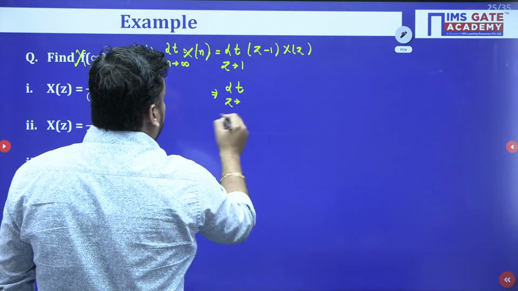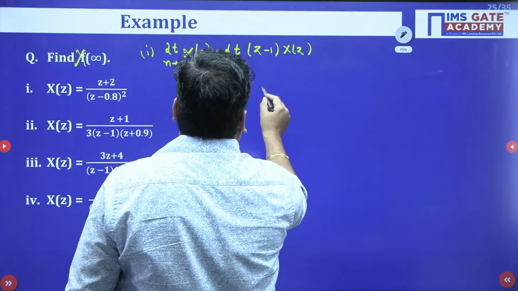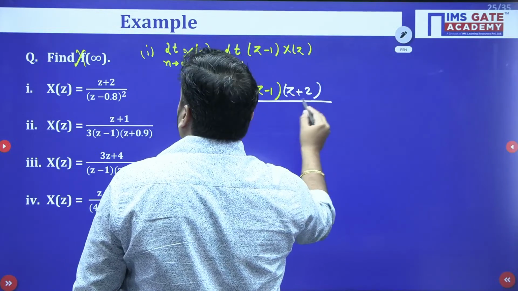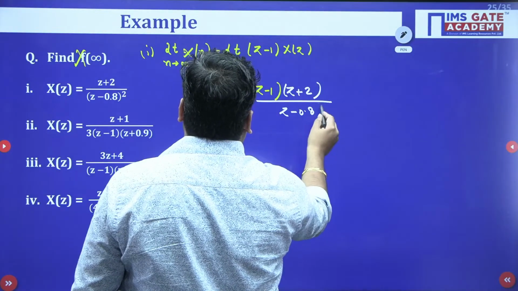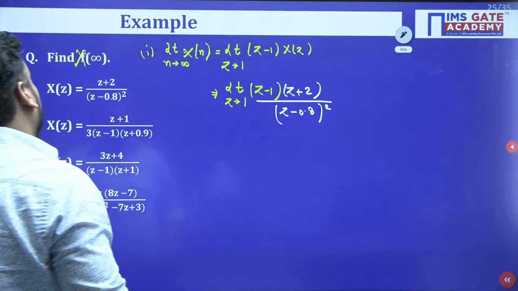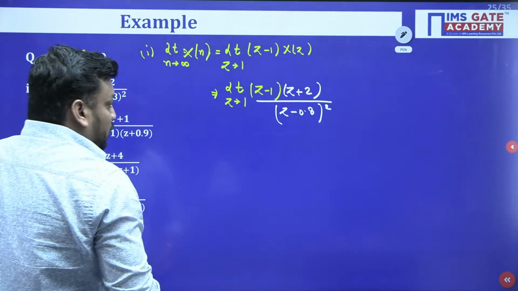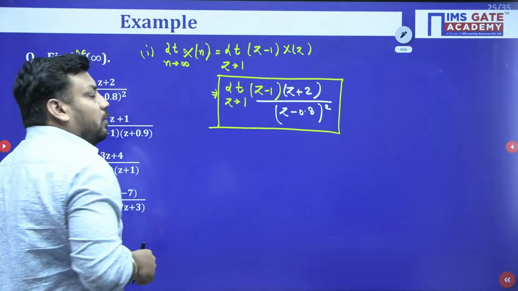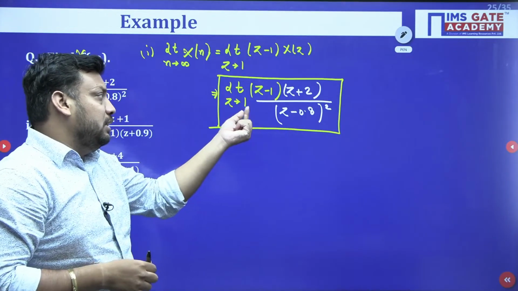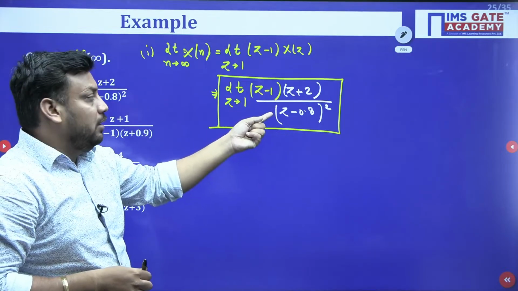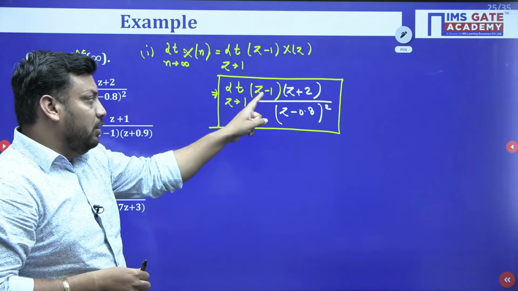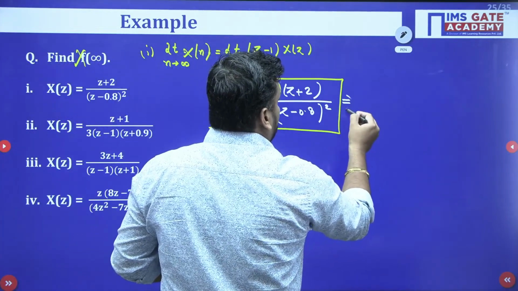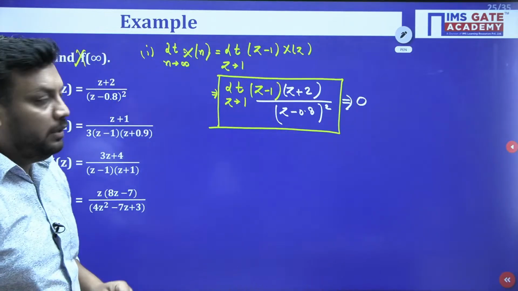I will get limit z tends to 1 of (z minus 1) times (z plus 2) upon (z minus 0.8) whole square. Tell me, students, this is the final value, and when you calculate this, what will you get? If you observe carefully, the z minus 1 term will never cancel out, and if I put z equal to 1 here, 1 minus 1 is 0, and 0 into something will always become 0.